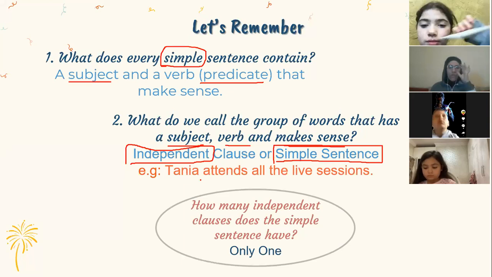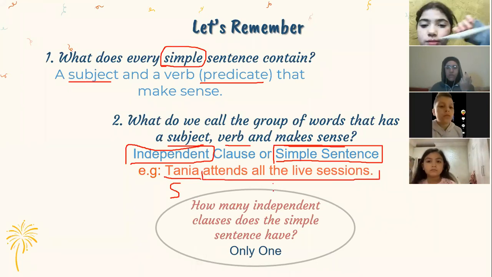Now I go to the example. Tanya attends all the live sessions. When I say who I'm talking about? Tanya. So Tanya is the subject. What is the sentence telling me about Tanya? Attends all the live sessions. So this is the predicate. And when I read it, I have a complete idea. Tanya attends all the live sessions.